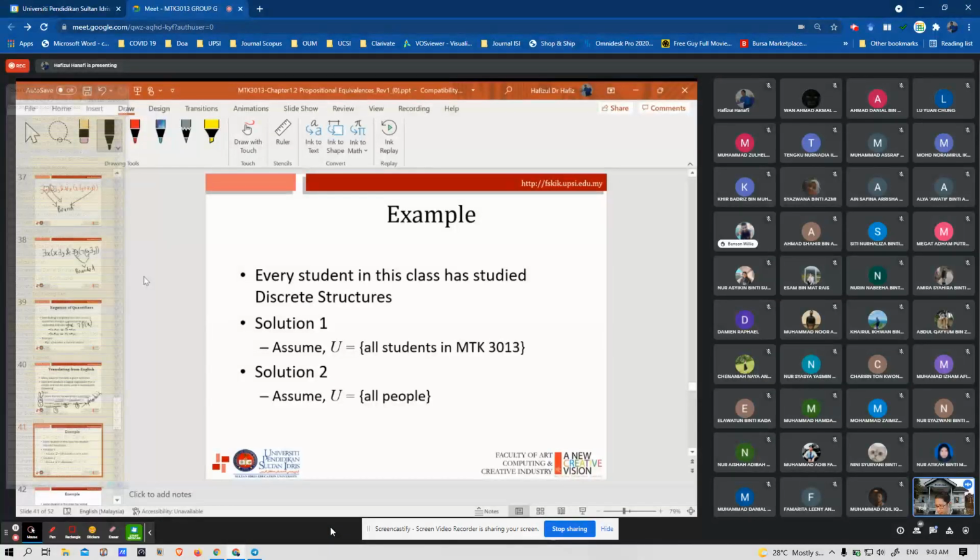Okay, for example, every student in this class has studied discrete structure. Assume the universe of this course, we have all students in MTK. And solution number two, you can also write for all people.